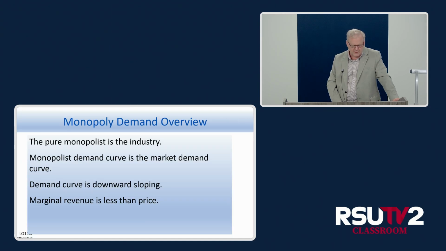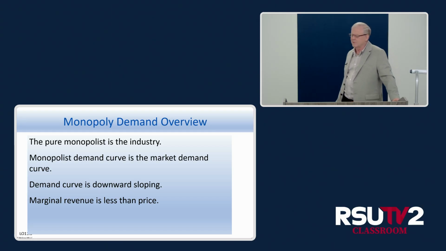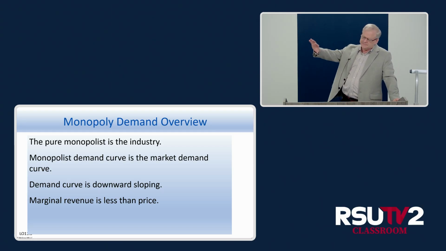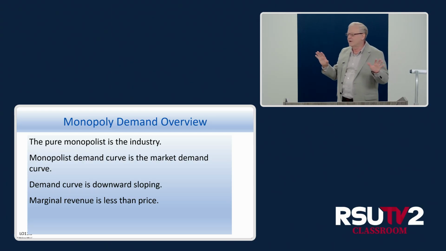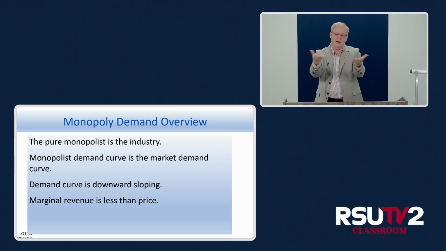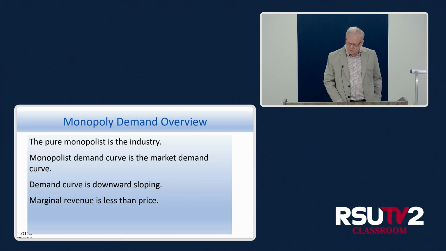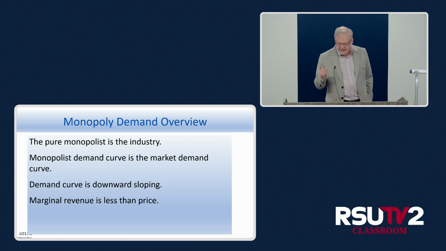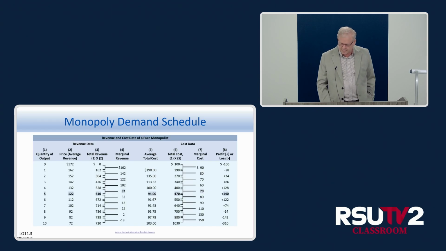So there's the natural monopoly case. So pure monopolist, it says here the pure monopolist is the industry. What we mean by this is that basically there's not this dichotomy as we had with perfect competition. Remember I drew two pictures with perfect competition? We had the market and the individual. We're only going to have one picture here. Okay, so the monopolist demand curve is the market demand curve. There's not two different demand curves. So the individual or monopolist demand curve is downward sloping because the market demand curve is. And because of that, very important distinction here, marginal revenue is less than price.